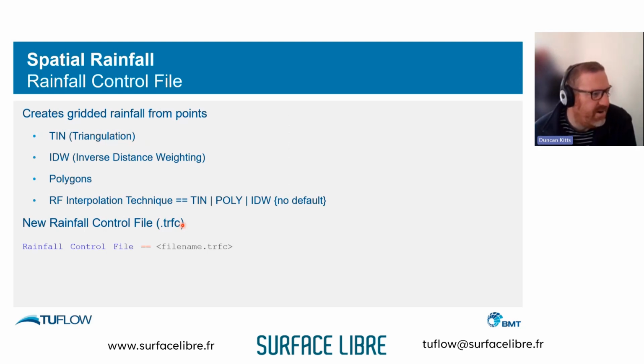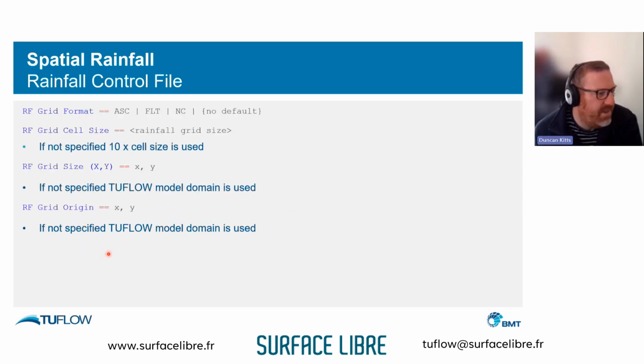Alternatively, we can use a rainfall control file, and this allows us to specify the locations of our rain gauges, and then we can use a number of interpolation approaches. We can have a TIN approach, an inverse distance weighted approach, or a polygon approach. What we do here is we just specify within our TCF a TUFLOW rainfall control file, a .trfc. And within that .trfc, we have a range of different parameters.